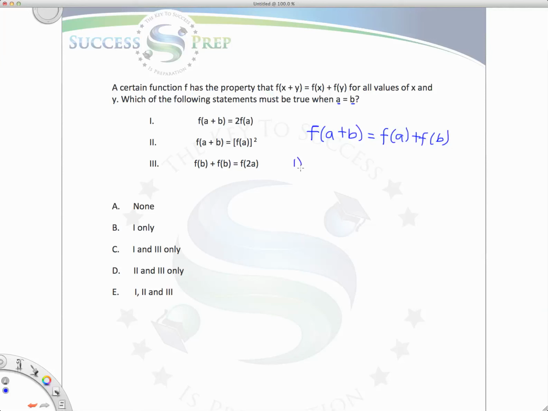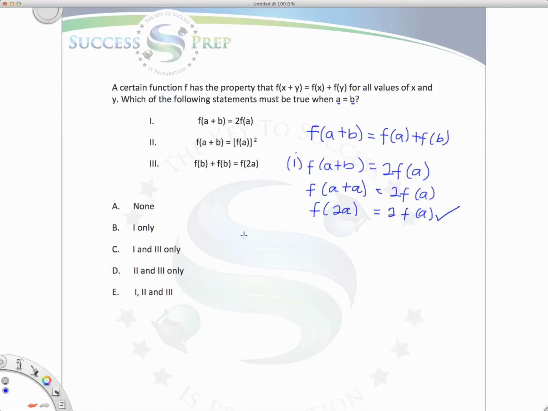So let's go ahead and try out the first statement. The first statement says the value of f of a plus b equals 2 times f of a. Okay, using the distributive property, what this means is that f of a plus, as opposed to writing b, I'm going to write a, is equal to 2 times f of a. If you double check this, f of 2a is equal to 2 f of a. So statement 1 is true.